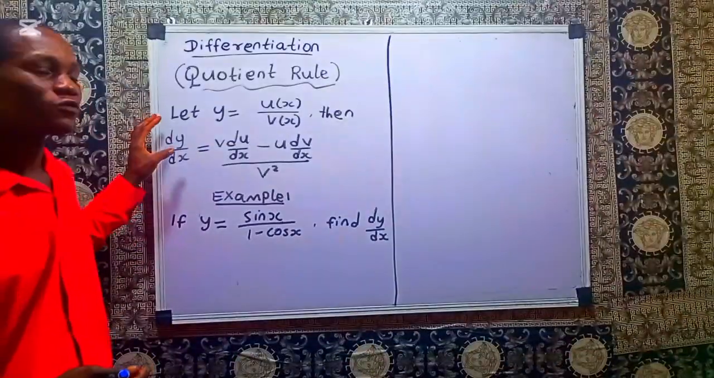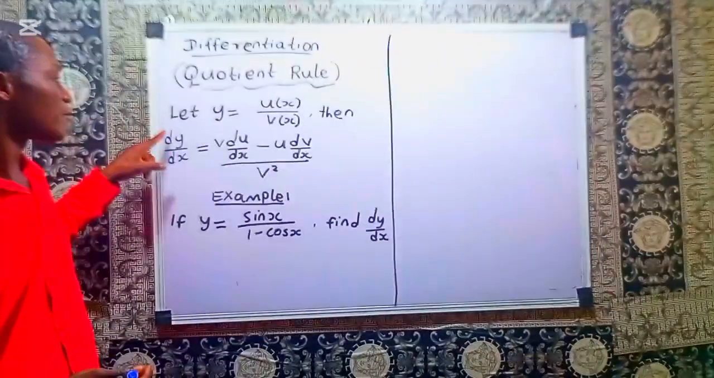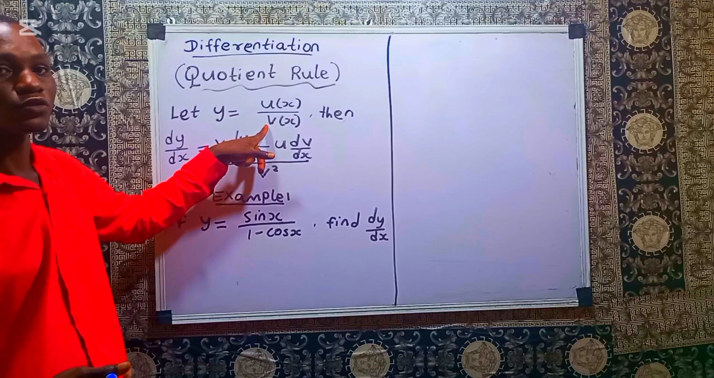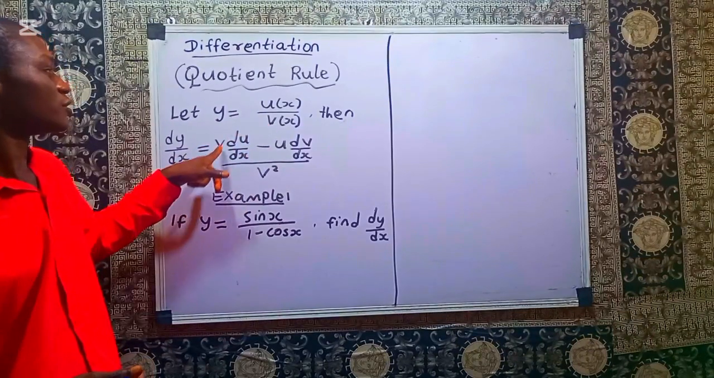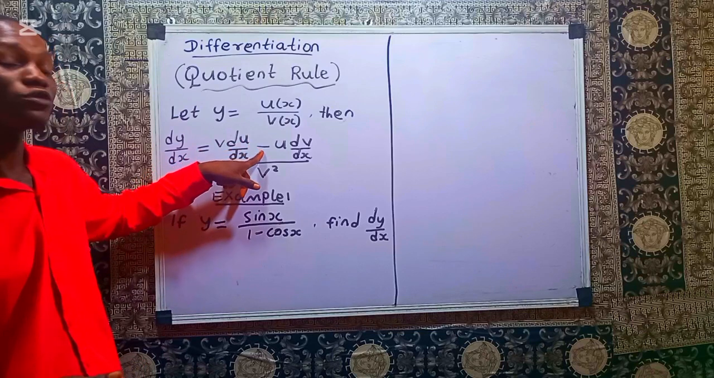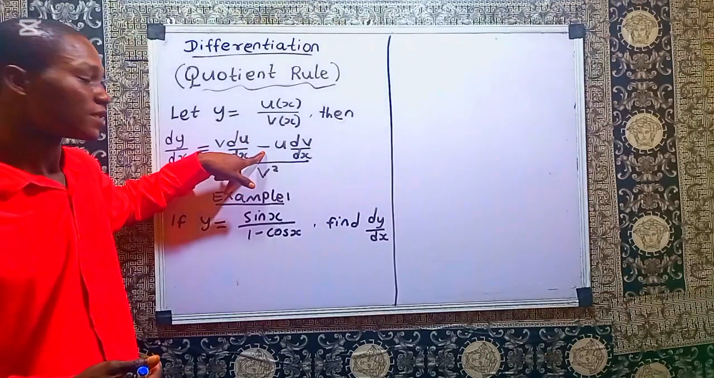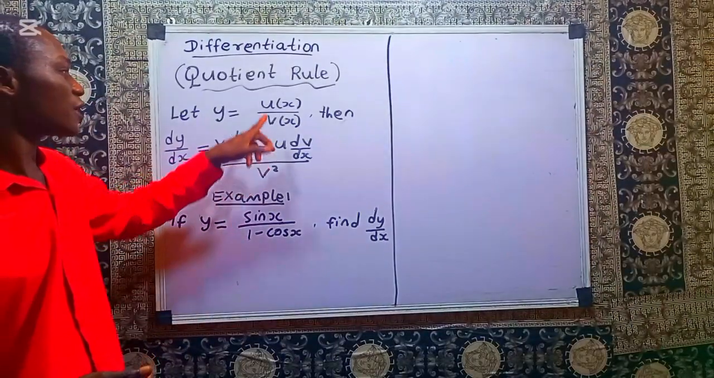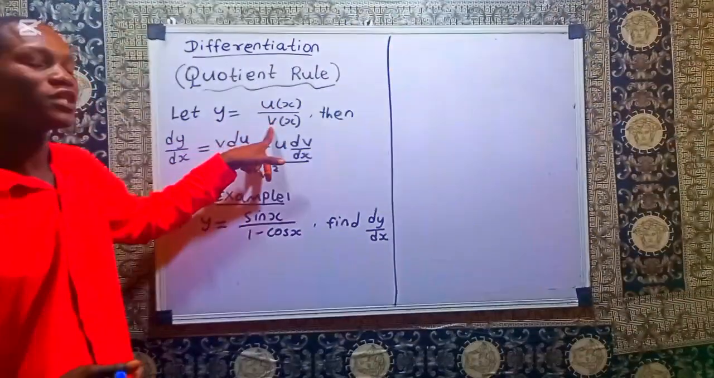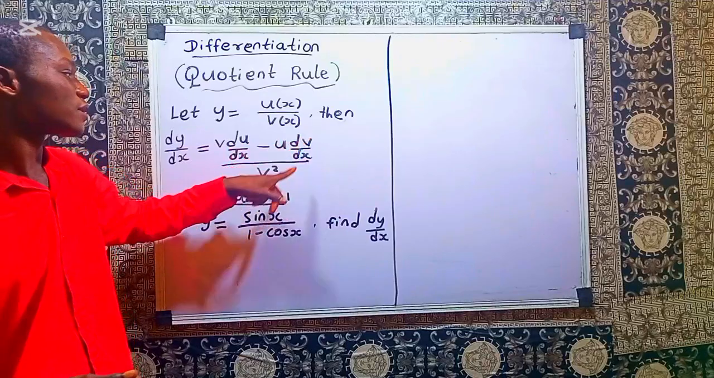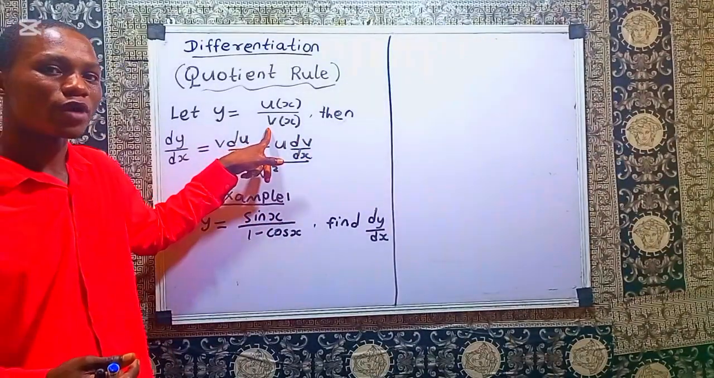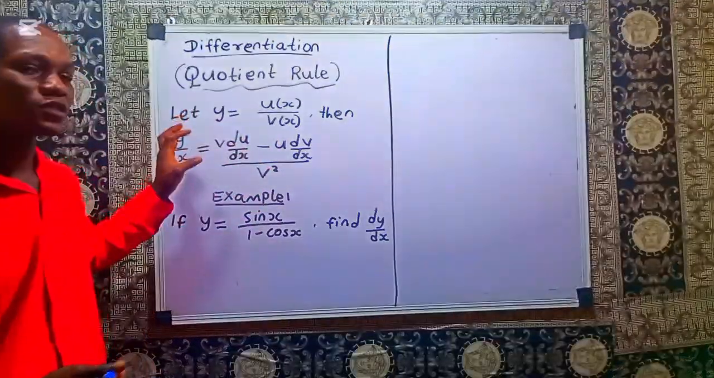Then you are going to use the quotient rule, which says that the derivative of y with respect to x will be: you keep v, then you differentiate u with respect to x. Then you put the negative sign, that's minus. Then this time around you keep the numerator u, you differentiate the denominator v with respect to x. Then all divided by the denominator raised to power 2. So this is what the quotient rule says.